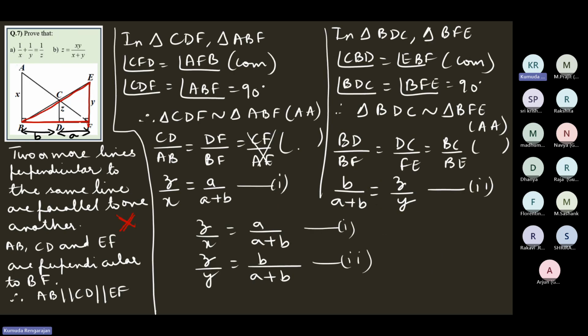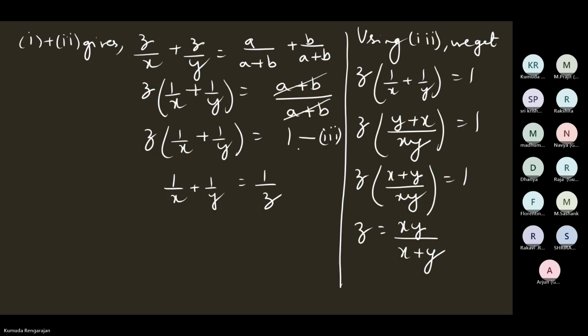And to get the first result, 1 by x plus 1 by y is equal to 1 by z, simply because we already have 1 by x plus 1 by y in the bracket. So we just need to get 1 by z. So transpose z. That way we get 1 by x plus 1 by y is equal to 1 by z.